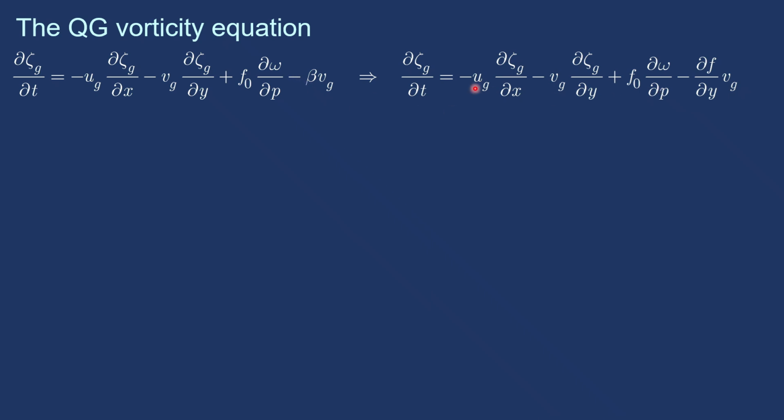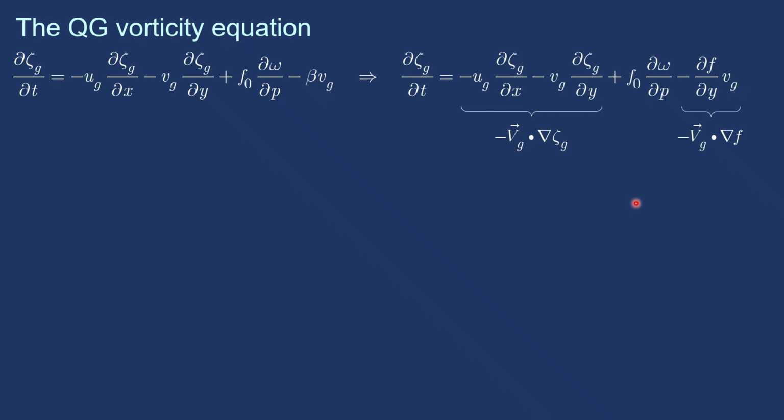So we rewrite beta as partial f partial y. And we can start doing some simplification here on the right-hand side. First of all, we look at these first two terms. We have minus UG partial zeta g partial x minus VG partial zeta g partial y. UG and VG taken together are the total geostrophic wind. Partial zeta g partial x, partial zeta g partial y are the gradient of zeta g. And so we can rewrite this as this dot product.